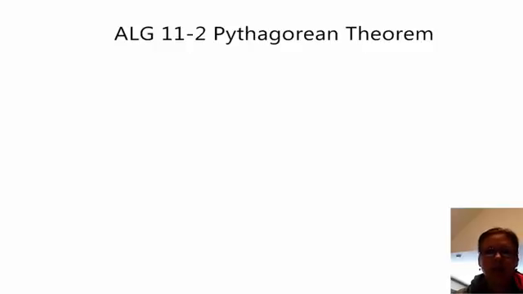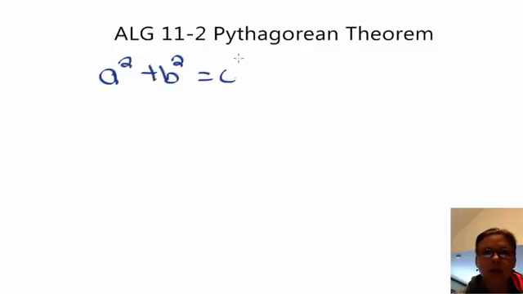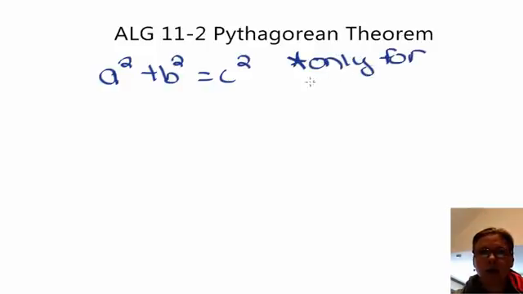Okay, today's 11-2 Pythagorean Theorem. Most, if not all of you, have done Pythagorean Theorem many times, but we're going to go over it again. For those of you who maybe don't remember, the formula is a squared plus b squared equals c squared. And you have to remember this is only for right triangles, only.